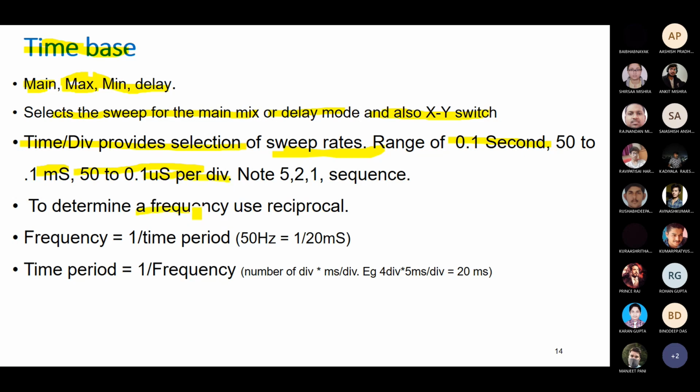Determine the frequency from the reciprocal of the time. It's simple. The frequency is 1 by time period, that is 50 Hz equal to 1 by 20 millisecond. Time period equals 1 by frequency, which is the number of divisions into milliseconds per division. Example: 4 divisions into 5 millisecond per division, so 20 millisecond is the time duration. So what will be the frequency? 1 by 20 millisecond, which is the repeating, alternating value. So it is 50 Hz. 50 Hz means 20 millisecond.